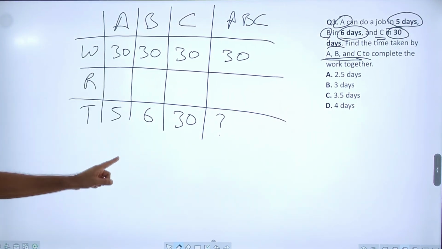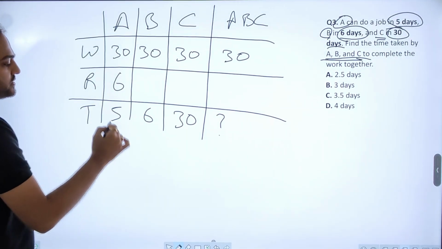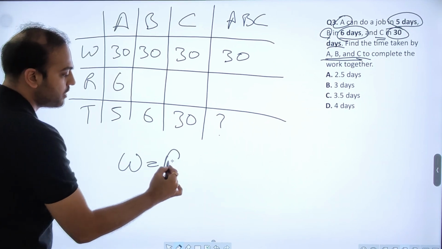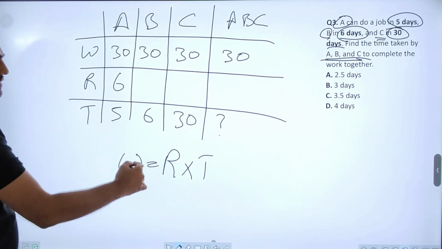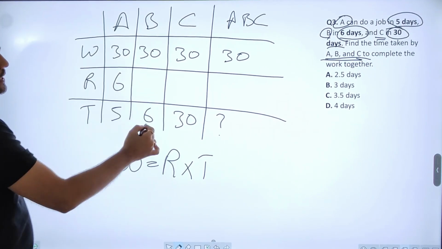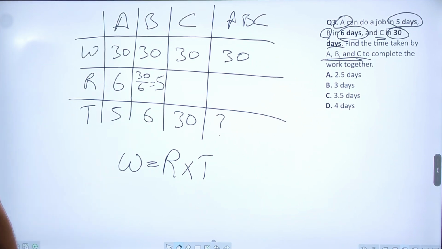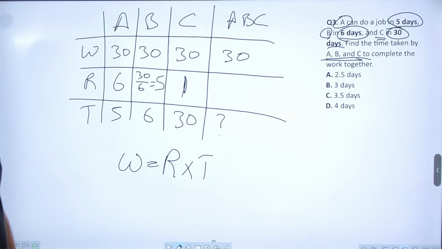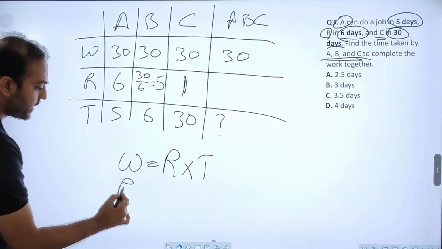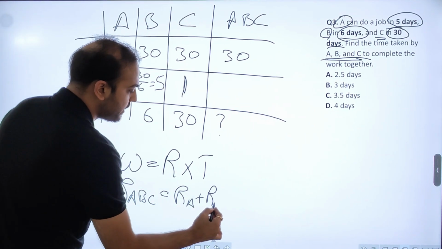So A is eating 30 chocolates in 5 days. So he eats 6 chocolates per day. Remember, work is rate into time. So rate is work by time. So for B, 30 by 6, which is 5 chocolates. Similarly, C, 1 chocolate a day. When people work together, whether they are 2 or 3, the rate adds up.